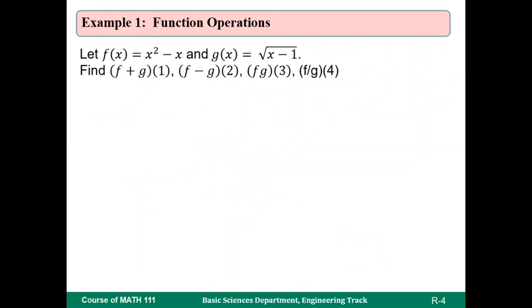Okay, let's evaluate these functions. It says let f of x be equal to x squared minus x, and let g of x be equal to the square root of x minus 1. And it says find f plus g of 1, and f minus g of 2, and f times g of 3, and f divided by g of 4.